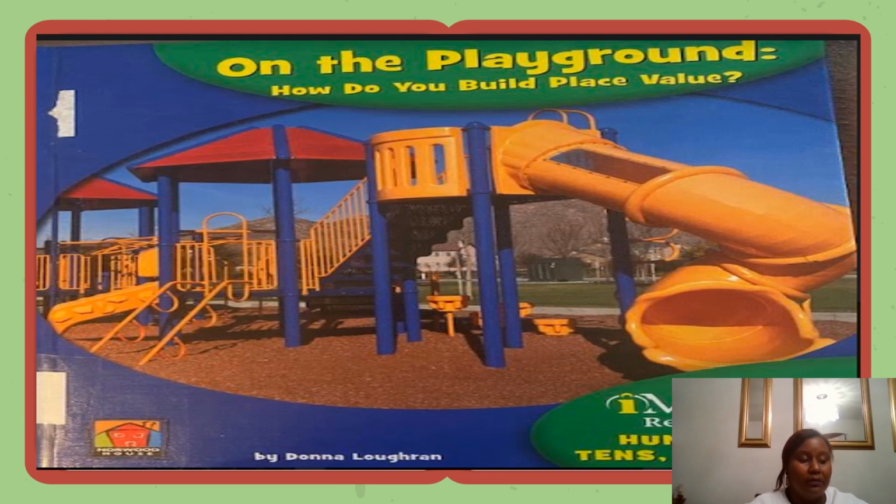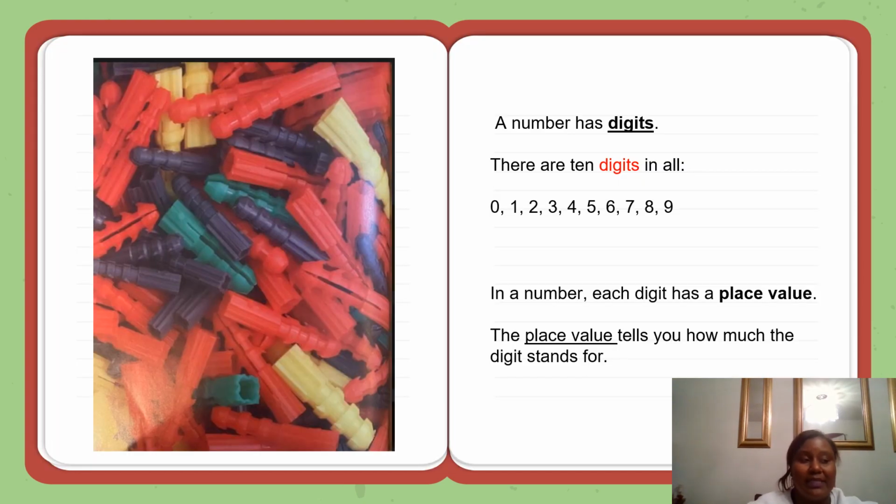On the playground, how do you build place value? Author Donna Loughran. A new playground set. Mr. Bryant is a builder. He is also Henry and Sasha's dad. Mr. Bryant is building a new playground for Henry and Sasha's school.